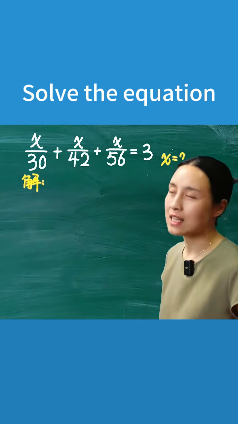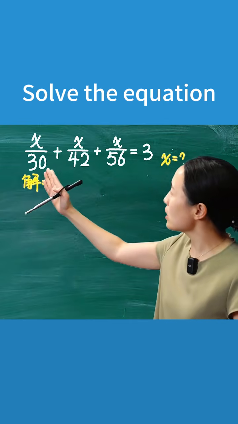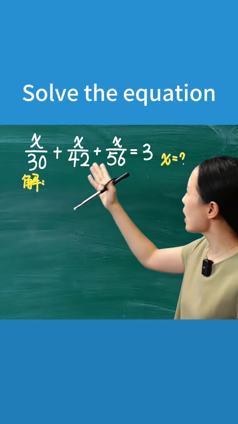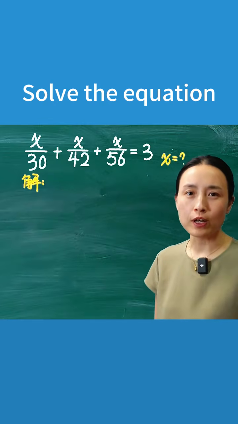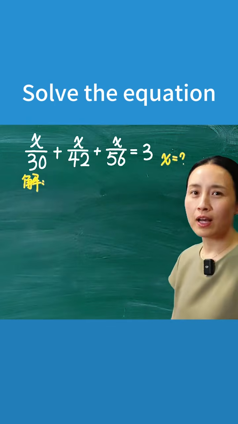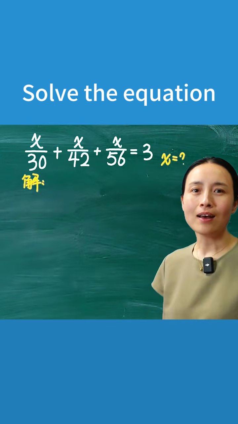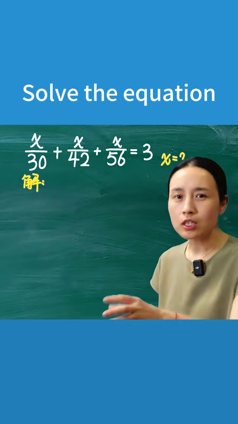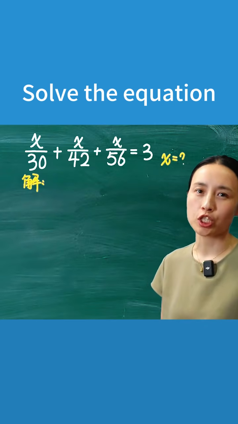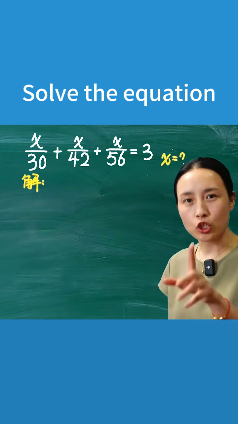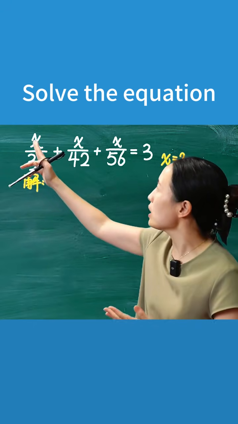Take a look at the denominators. We have 30, 42, and 56. Many students immediately try to find a common denominator, but the common denominator for these numbers would be way too large. Not only is it very easy to make calculation errors, but it also wastes a lot of time during the exam. So today, Teacher Lizzie is going to show you how to look at it.